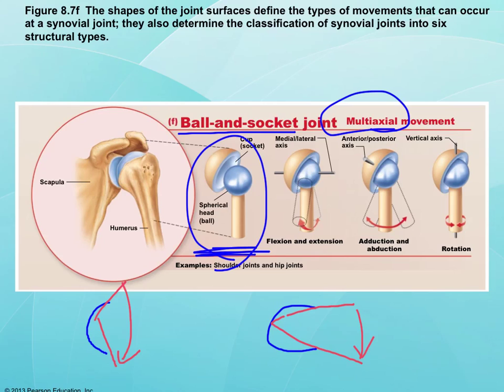That also makes the shoulder the most freely movable joint in our body, but at the same time makes the shoulder the most unstable joint in the body. Have you ever had a shoulder dislocation?